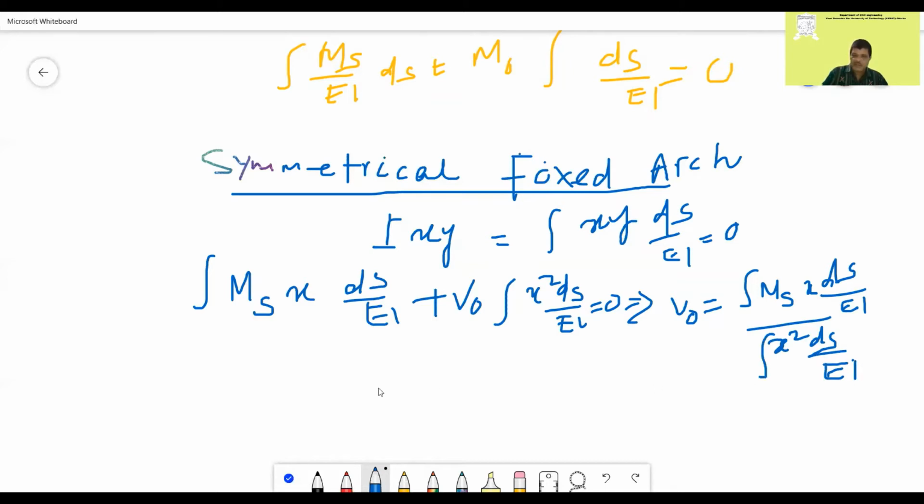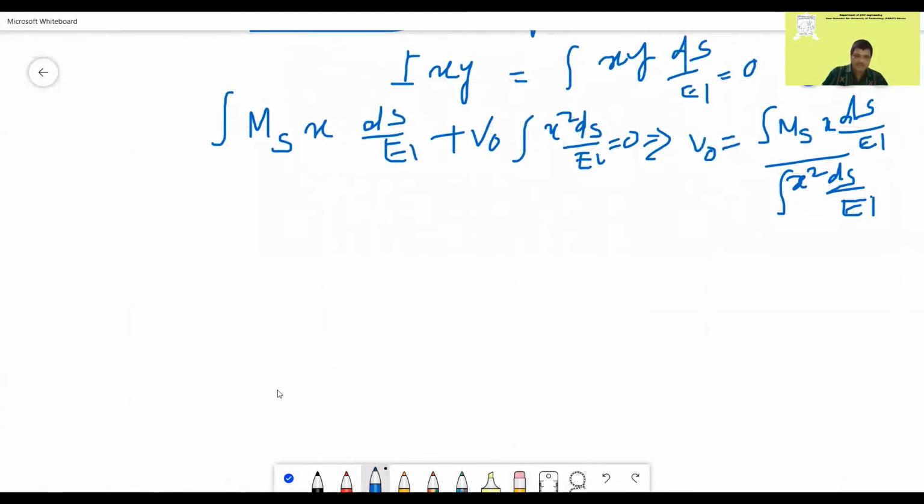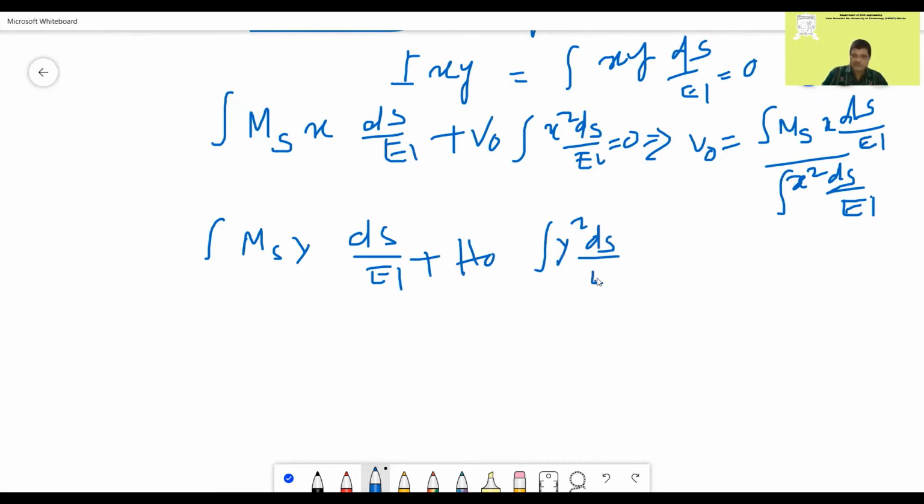Now similarly, if we do this for the second equation, how will it look? The second equation will be: the integral of Ms y ds by EI plus H0 times the integral of y square ds by EI is equal to 0. What will we find here? You will be able to find the value of H0. So H0 can be obtained.